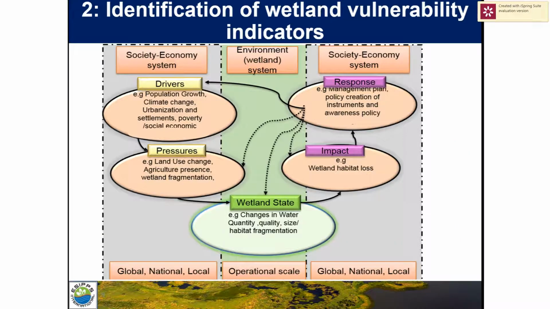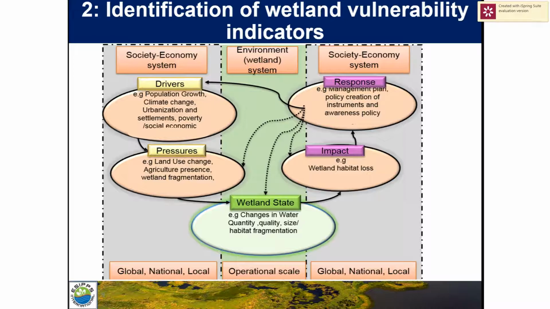So number 2, under the steps of performing wetland vulnerability analysis, is to identify the wetland vulnerability indicators. The indicators we mentioned are the datasets that you will require. Under Earth observation wetland vulnerability analysis, you must look at the datasets. First of all, consider them in terms of spatial scale. On the bottom, you can see that it could be global, national, or a local scale.